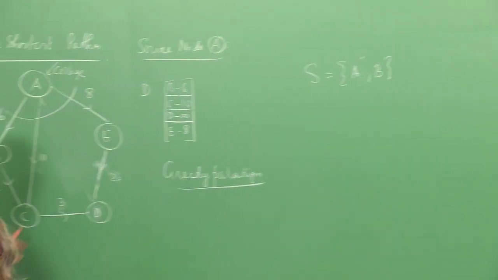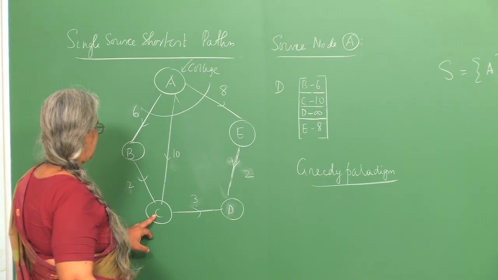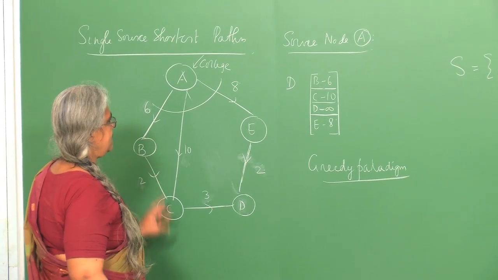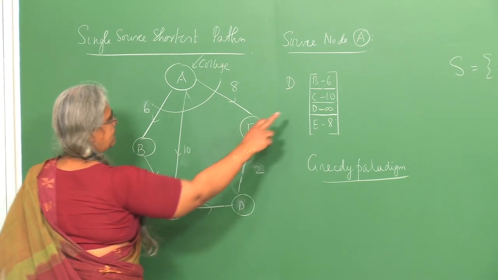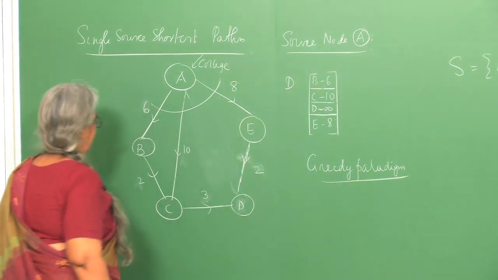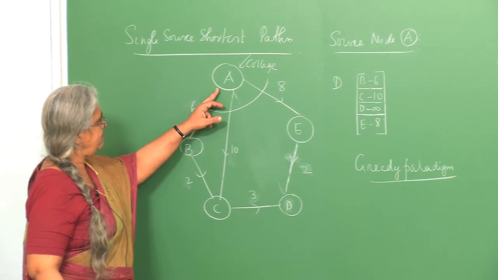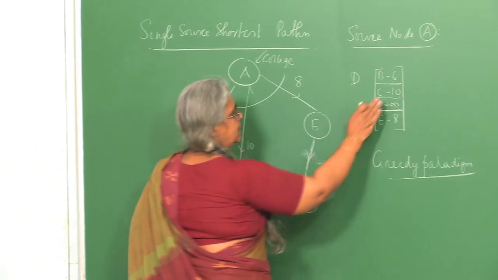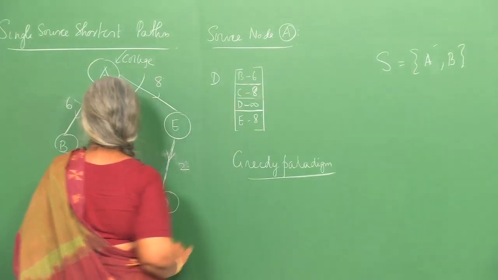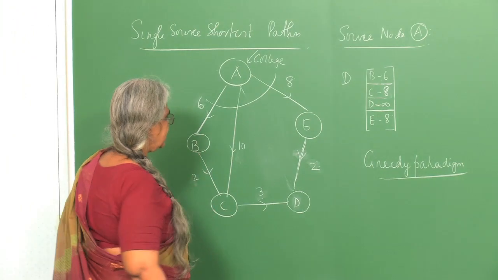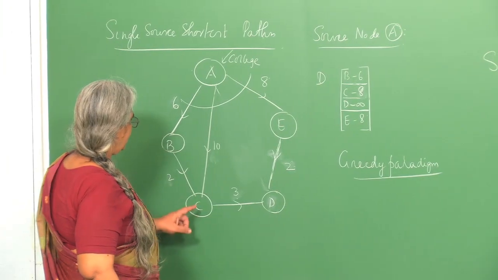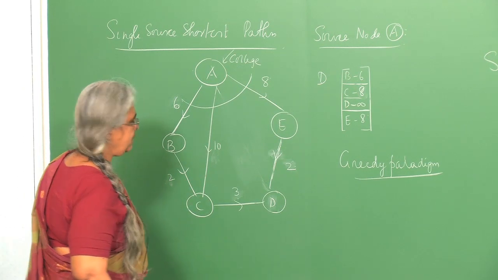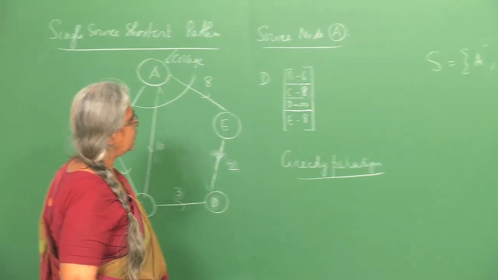Now I check whether there is a shorter path to C from A via B. What did I have? The direct path length is 10, but if I go via B, then I have A to B, which costs 6, plus 2 is 8. Therefore, this is shorter, so I update this to 8. For E there is no path, so I leave it as it is. D is still infinite, so we leave it as it is.